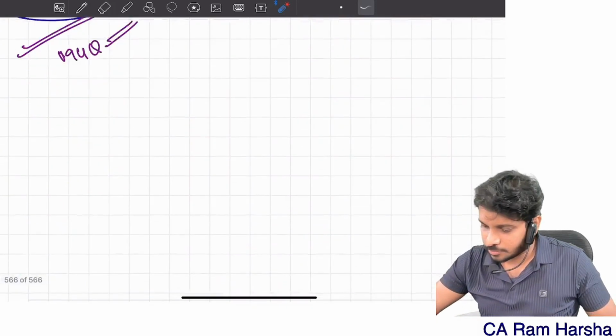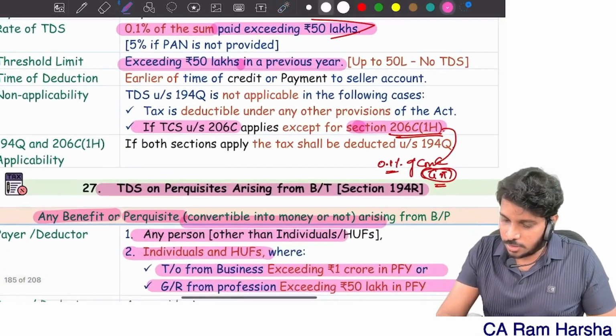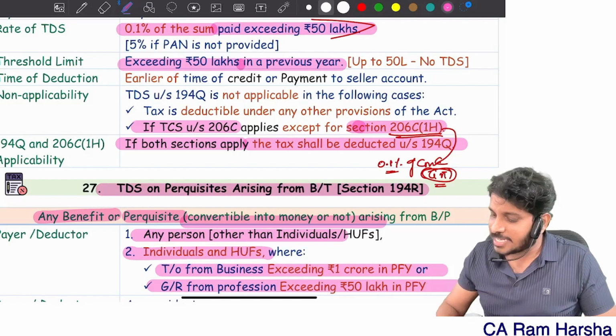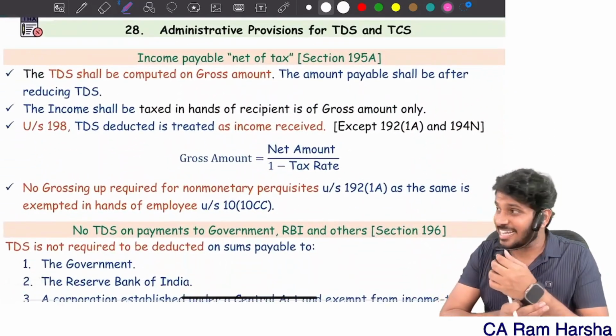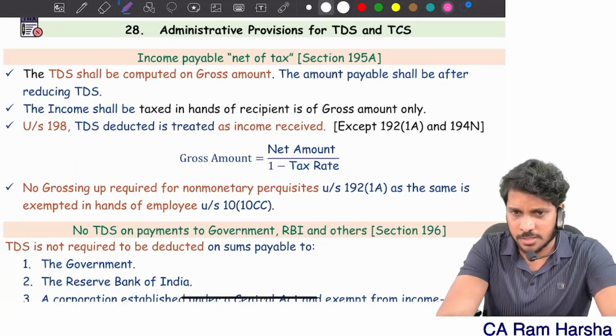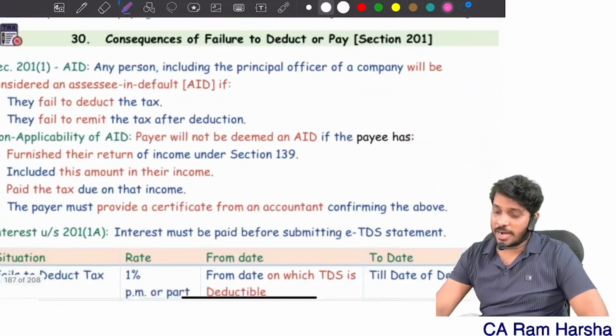That's it. If both the sections apply, tax shall be deducted under 194Q. Now let's begin TCS. Okay, now let's continue TCS. Then finally we will come back to administrative provisions.